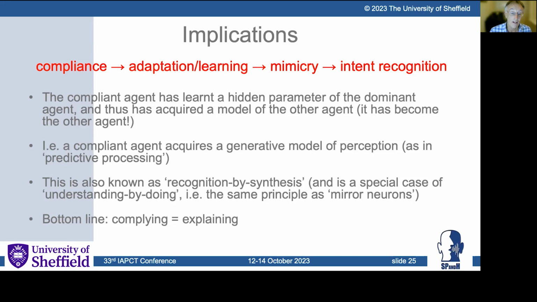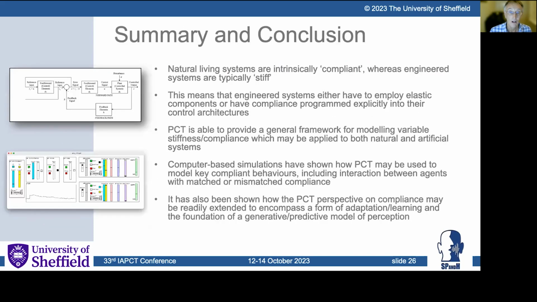And it's essentially a simple explanation of how those properties can emerge from very simple control parameters. Bottom line is that complying can be construed as a form of explaining what's going on. And then having imported that structure, the agent then can make use of it for quite other purposes, perhaps. Okay, so I'm going to finish there.